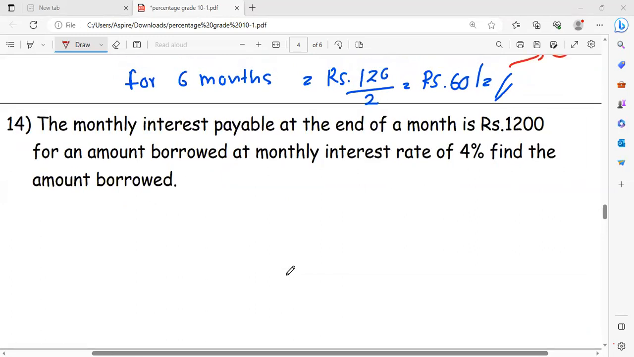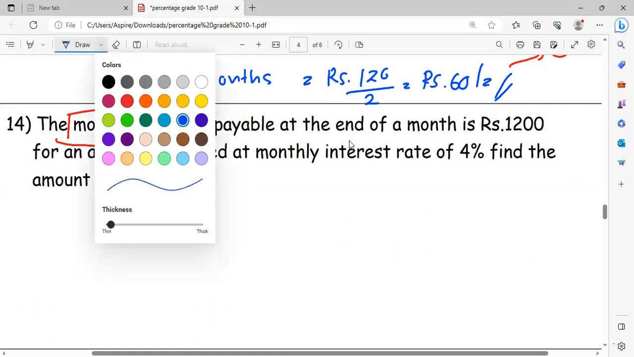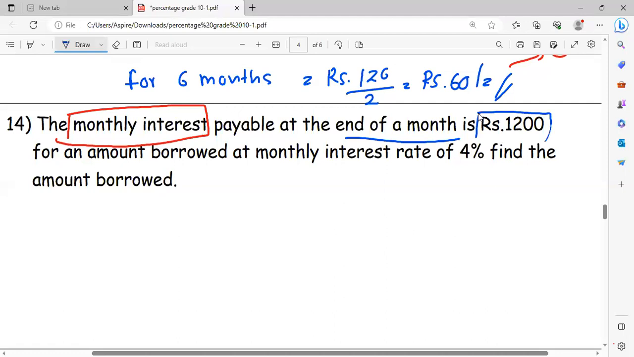Look, from the 14th question, what they have given. The monthly interest payable at the end of a month is 1,200. It is given that monthly interest. Okay, so it is better to underline monthly interest payable at the end of the month is 1,200. For an amount borrowed at monthly interest rate, the monthly interest rate is also given, 4%. Find the amount borrowed. Okay. The amount he borrowed.